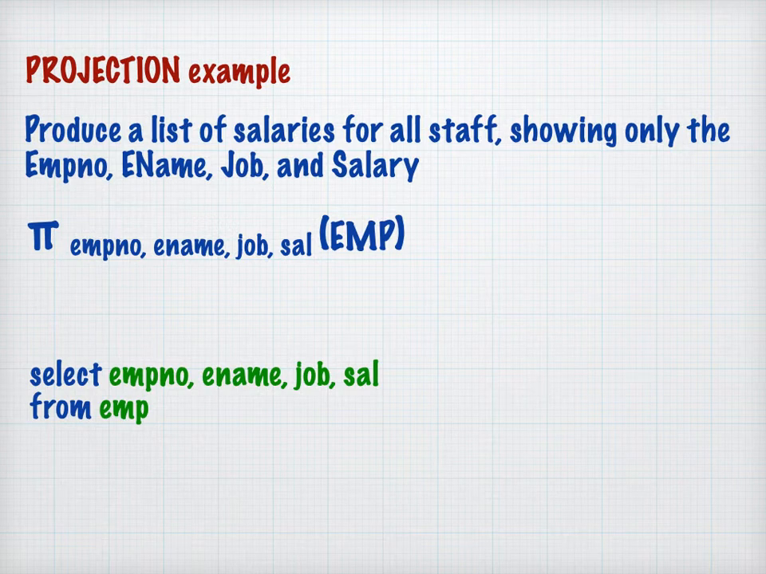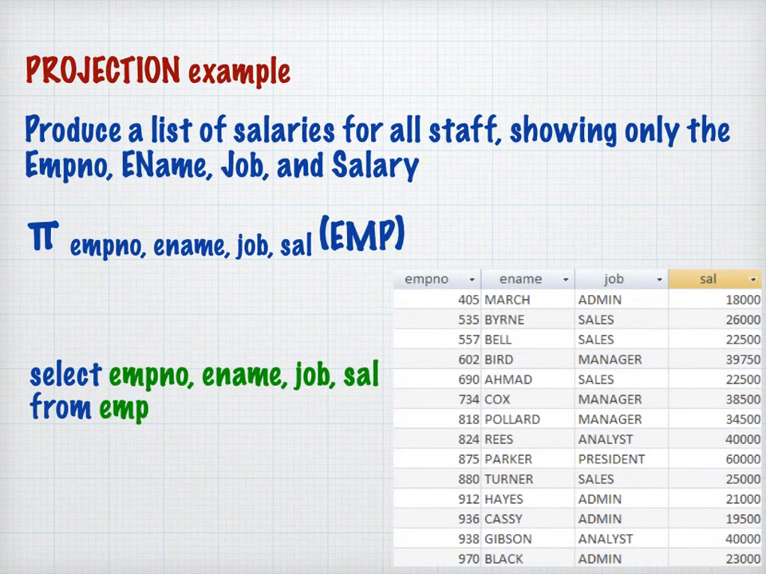Now in SQL, the way that we do that is we use those 2 reserved words, select and from, and we know we're going to be using the emp table here, so emp goes after the word from, and then the 4 columns we're interested in, empno, ename, job and sal, go there, and if we run that against the database we end up with this result set.